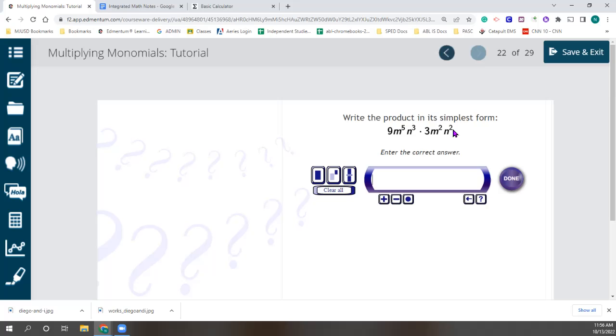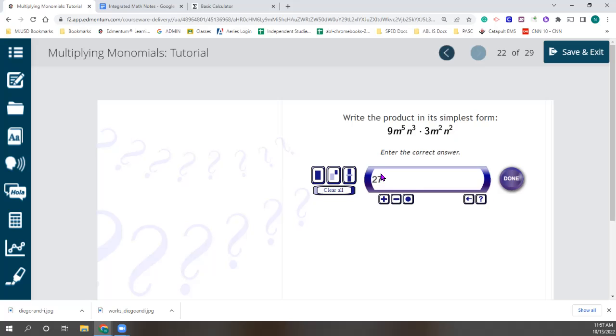M5 times M2 is M7. Remember, we add the exponents. 5 plus 2 is 7. Multiplied by N3 times N2. We add the exponents. N5. Now I put it into factor form, which basically means eliminate the multiplication symbol. 27 M7 N5. Whoa, let's see if that makes any sense.